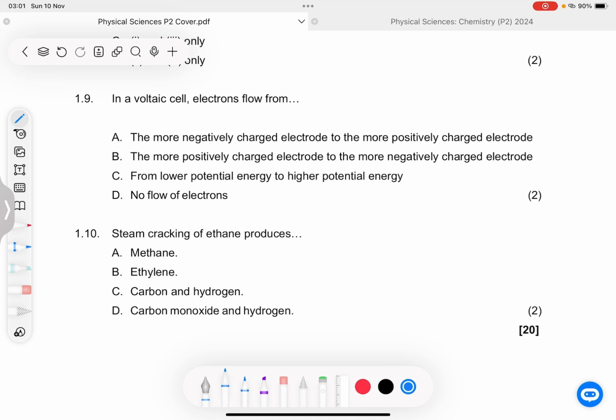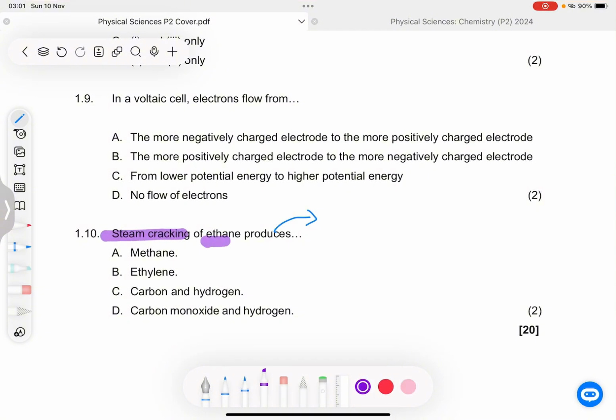The last question says to us, the steam cracking of ethane produces... Well, this is part of the organic chemistry industry. Please go and read that chapter before you go to the exam, because you might get an option and a question around that. That part is purely theory that you have to go study and memorize.